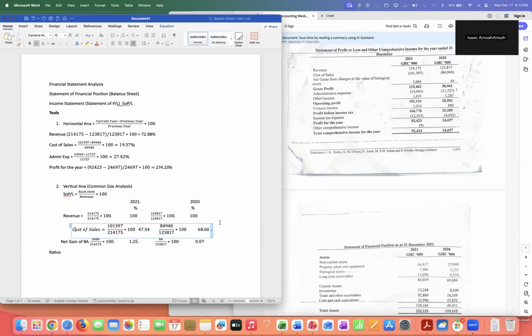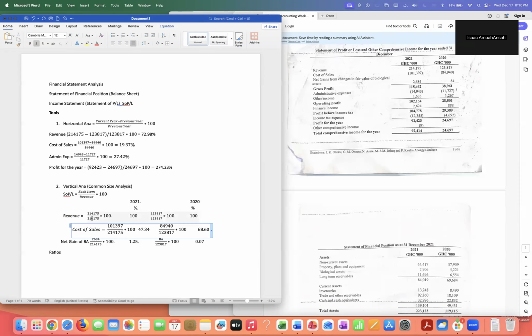If you look on your calculator, just beneath the CALC key, on the left-hand side, you could see a box divided by another box. You can pick that sign on your calculator. Then you would maintain the box beneath. If you are working for 2021, you maintain 214,175. You can maintain this beneath, and then you will keep changing the numerators to suit the items that you are picking.